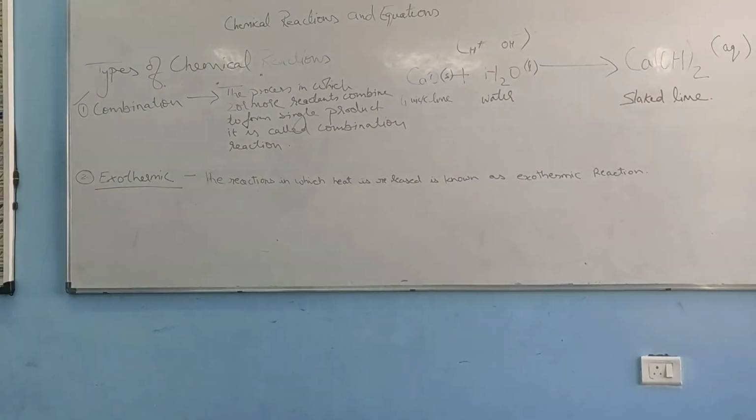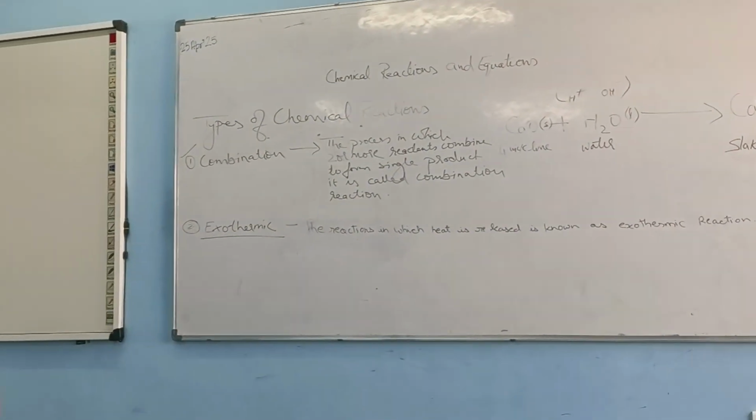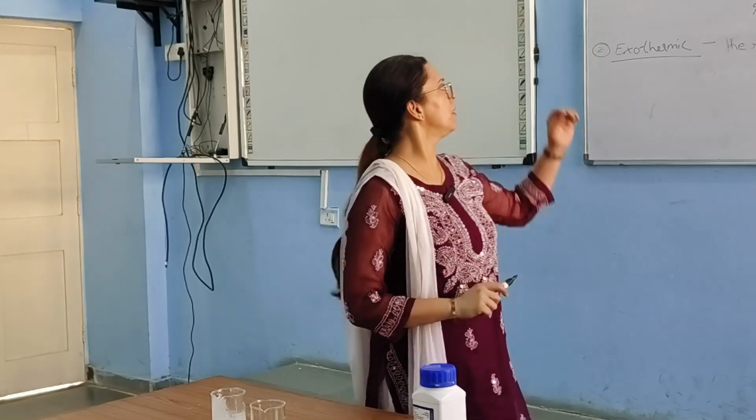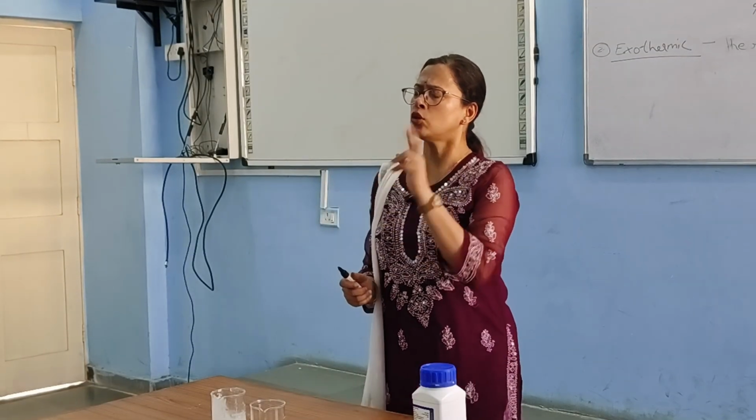The reactions in which heat is released are known as exothermic reactions, right? Now, let us see a few more examples of combination reaction, because exothermic is a byproduct of this example, right? Now we are concentrating on combination reaction. So now we need to find two reactants which form a single product. Now tell me, you all give me some examples.